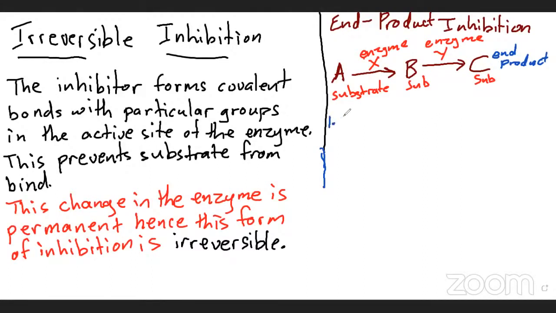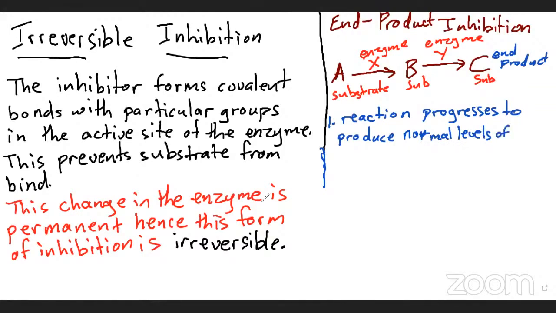So three scenarios. One, the reaction progresses to produce normal levels of compound C. All right. What happens if C is in excess?